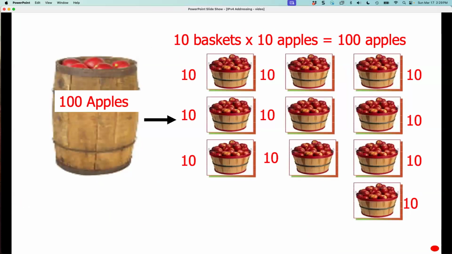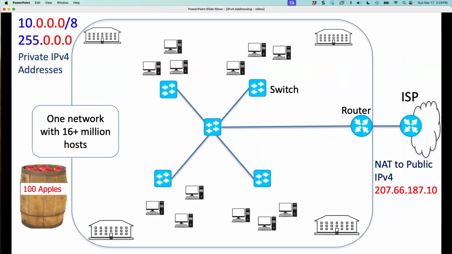All right, just really quick here, I want to mention that when we get a network address, we usually divide it into smaller networks. So for example, if I have a barrel of 100 apples, I can divide that into 10 baskets of 10 apples, or any number of even baskets I want to. And that's what we tend to do in large networks, any kind of enterprise network. So if we have this network here, 10.0.0.0/8, this mask, over 16 million hosts, we can make it one big network with Ethernet switches, but this makes it one large broadcast domain. That means an ARP request from any device is going to be seen by all other devices.